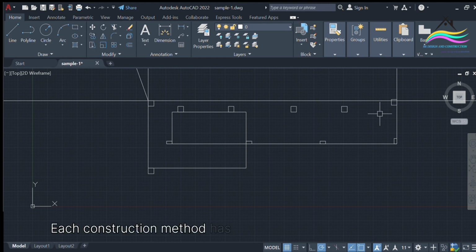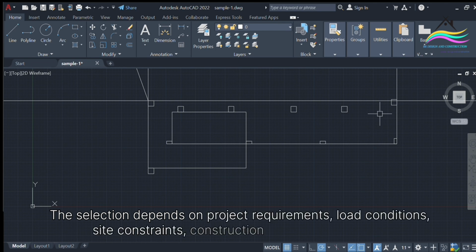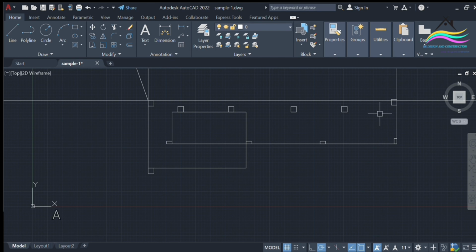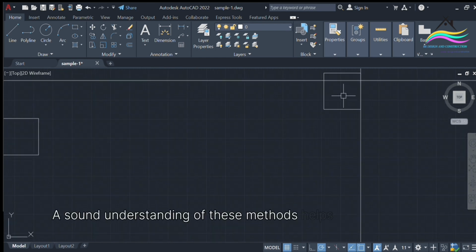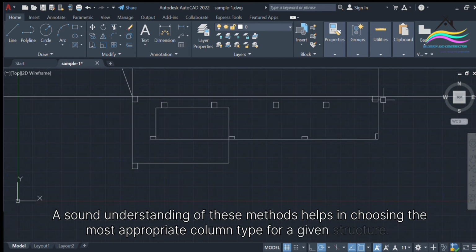Each construction method has its own strengths and limitations. The selection depends on project requirements, load conditions, site constraints, construction speed, and budget. A sound understanding of these methods helps in choosing the most appropriate column type for a given structure.